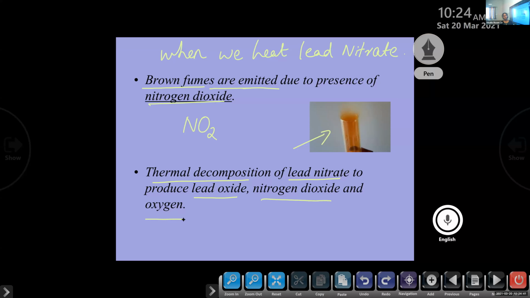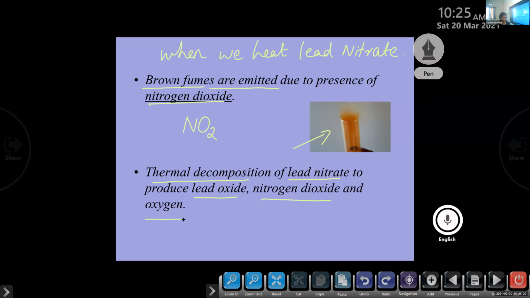This is also an example of a decomposition reaction, specifically thermal decomposition, because of the heating. I told you not only heating but also electricity and light can cause decomposition reactions. But here it is due to heating. That's why it is known as thermal decomposition. On heating lead nitrate, brown fumes are emitted due to nitrogen dioxide. Along with nitrogen dioxide, lead oxide and oxygen are produced.